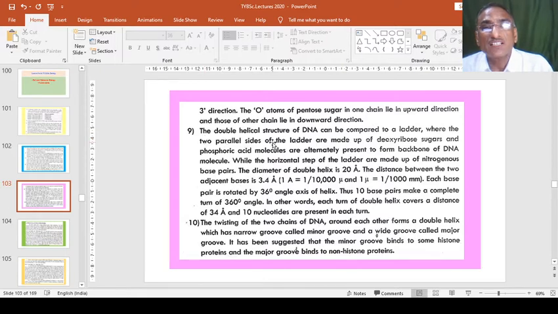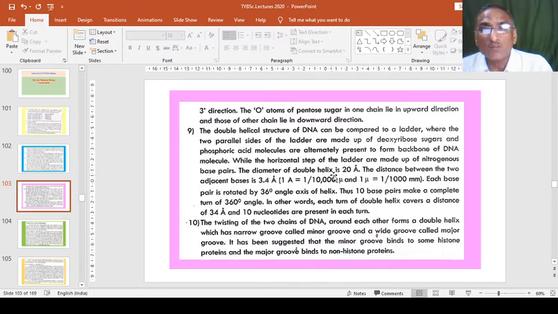The double helical structure of DNA can be compared to a ladder. Double-strand DNA looks like a ladder, शिडी सारखा दिसतो म्हणून त्याला ladder शब्द वापरला आहे, where the two parallel sides of the ladder are made up of deoxyribose sugars and phosphoric acid molecules, and these are alternately present to form the backbone of DNA. While the horizontal steps of the ladder are made up of nitrogenous base pairs.